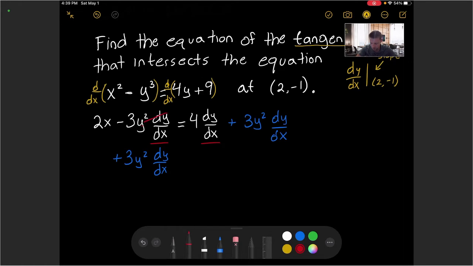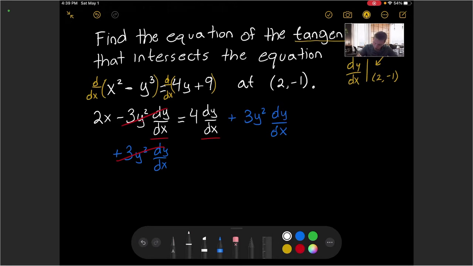These two will cancel. I'll be left with one non-derivative term, which is the 2x term. That will remain. This will be equal to, we'll notice there's 2 terms here on the right side, and I can distribute there the dy dx term, and I'll be left with 2 individual pieces. That would be a 4 and a plus 3y squared. So we'll write that in parentheses there, 4 plus 3y squared.